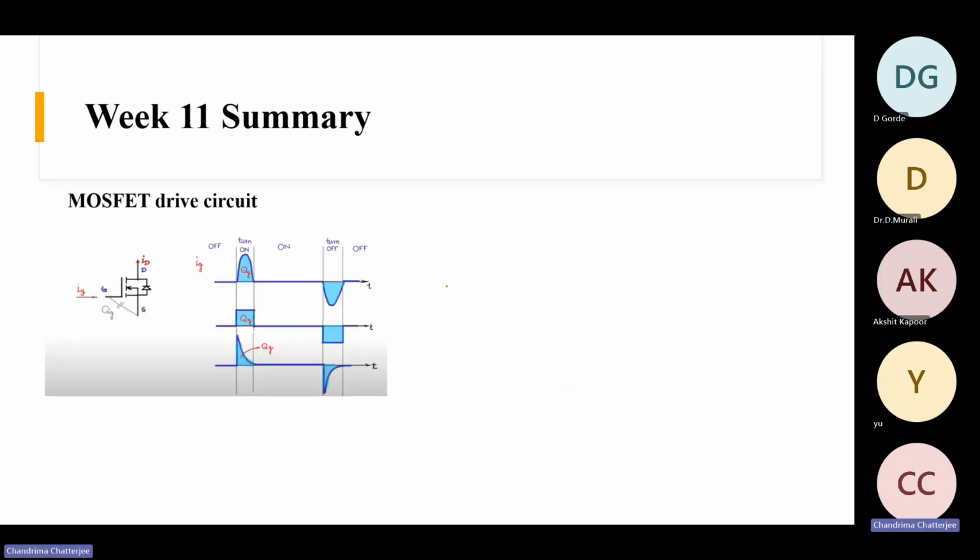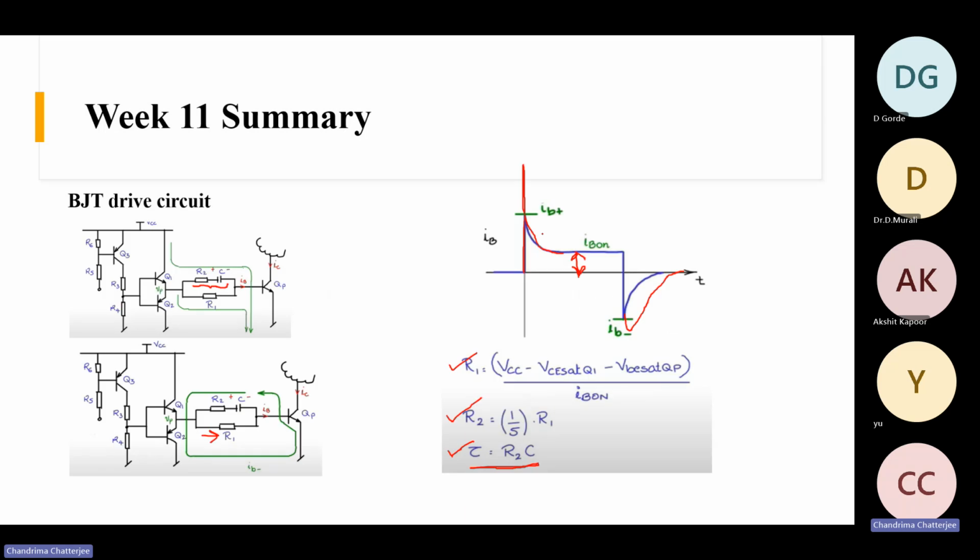What else? Yeah. So now we will go to the MOSFET drive circuit. Till this point we were discussing BJT, and now we will discuss the MOSFET gate drive circuit. So what is the fundamental difference? The fundamental difference is BJT is a current controlled device. So during this whole time, when the BJT is on, you will have to provide some base current. The base current can't be zero when this BJT is on.